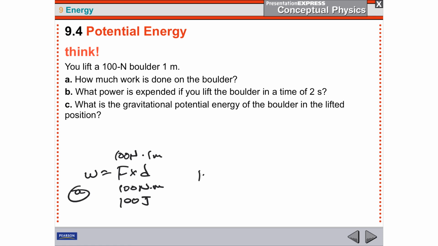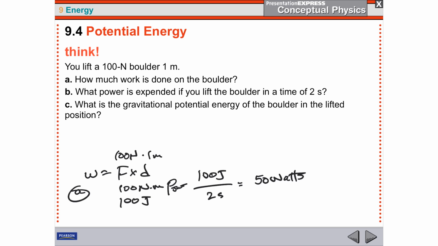B says, what power is expended if you lift the boulder in a time of 2 seconds? Well, if I have 100 joules and it takes me 2 seconds to lift it, the wattage, which is my power, equals 50 watts. I'll put watts there. 50 watts of power.